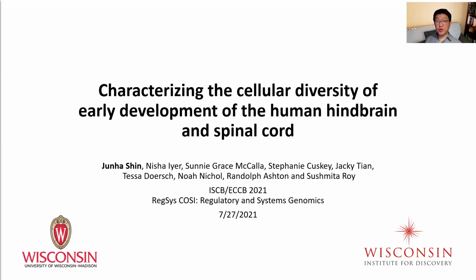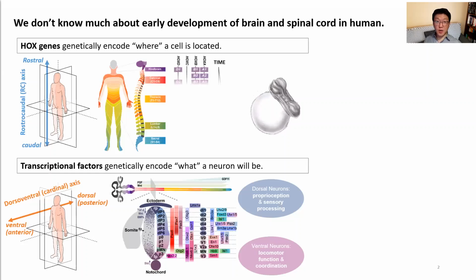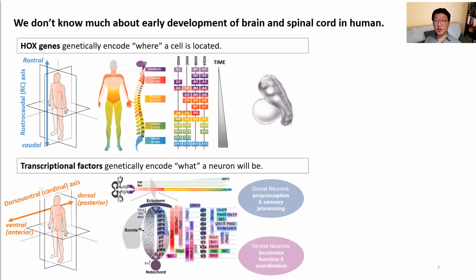Hello everyone. Today I'll give a presentation about our study characterizing the cellular diversity of early development of the human hindbrain and spinal cord. The development of the central nervous system, or CNS, is studied along the rostral-caudal, which is the head-to-toe axis, and the dorsoventral, which is the back-to-belly axis.